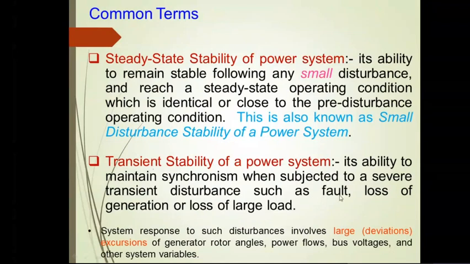In these situations, because these are large disturbances, it will result in large deviations, or what we call excursions, in the rotor angle, the magnitude of the power flow, bus voltage, and other system variables. Thus, mainly during transient stability, whenever you have a severe disturbance, the operating quantities, rotor angle, speed, power flow, and voltage, have a large deviation.